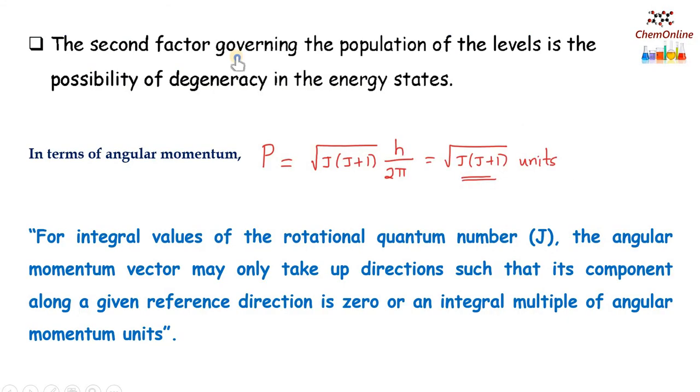The second factor governing the population of the energy levels is the possibility of degeneracy in the energy states.